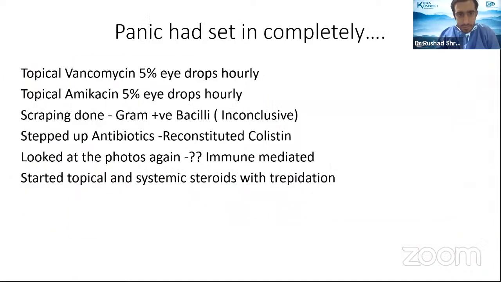Next slide, please. So at this point, really panic had set in completely. I got a scraping done. It showed gram-positive bacilli, which were inconclusive. We stepped up the antibiotics. We started reconstituted colistin as well. But looked at the photos again, took a few opinions, and thought that it may be immune-mediated. So under cover of antibiotics, we started the topical steroids as well as systemic steroids for this patient.